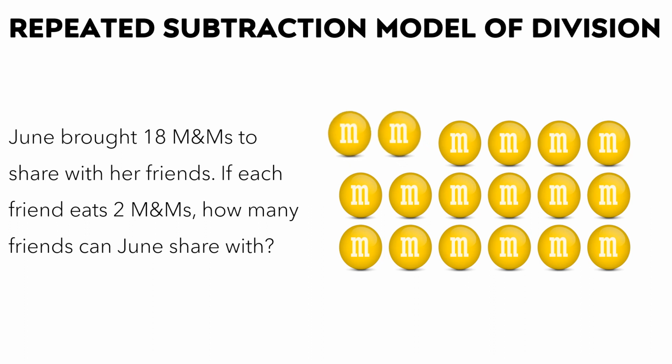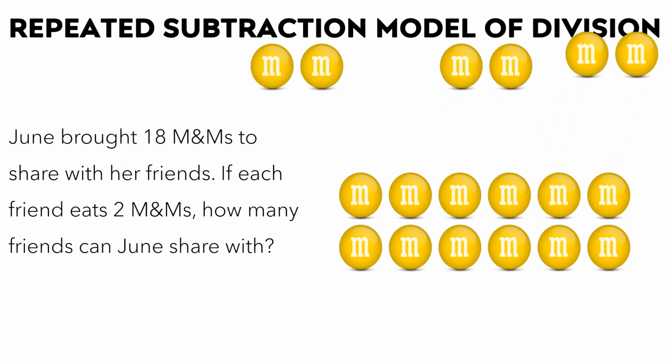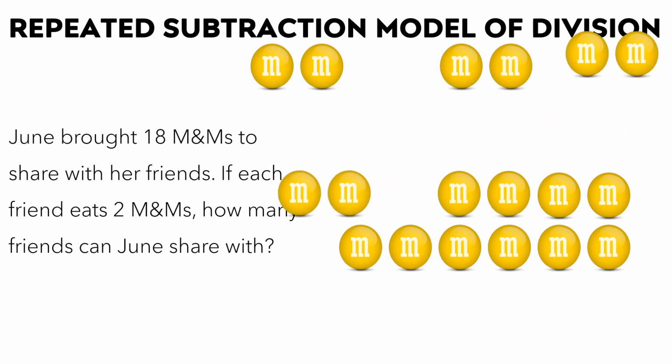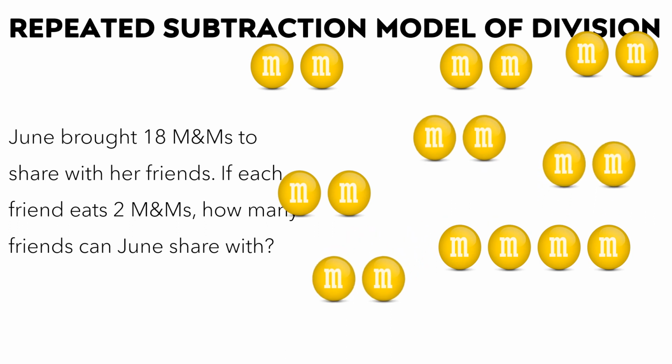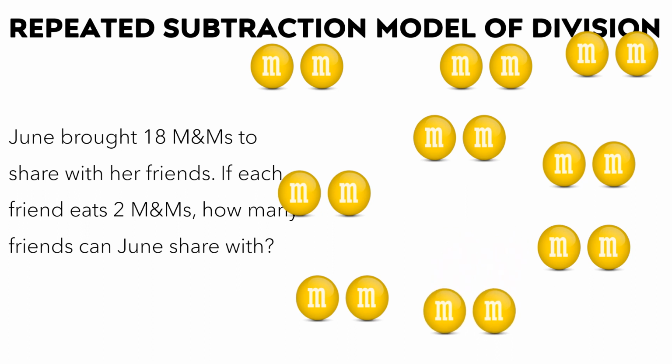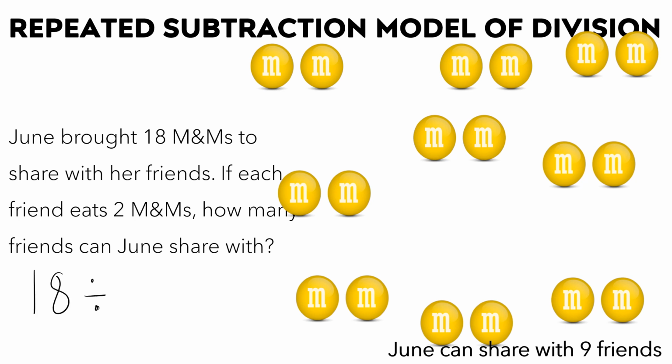Here's our first friend, second, third, fourth, fifth friend, sixth friend, seventh friend, eighth, and ninth friend. So we can share with 9 friends. And this is demonstrating the division problem 18 divided by 2 equals 9.